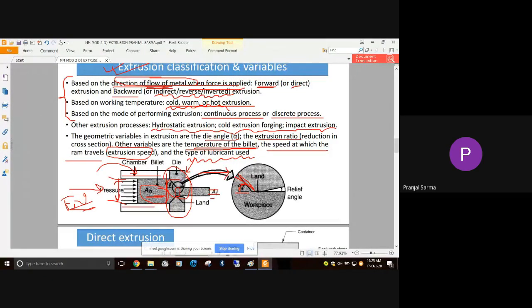And similarly, in this particular zone, if you see this figure, you can see that some relief angle is also provided. This is the workpiece, the upper part, coming out. This small relief angle makes it easier for the workpiece to flow out of the die cavity, the die opening.